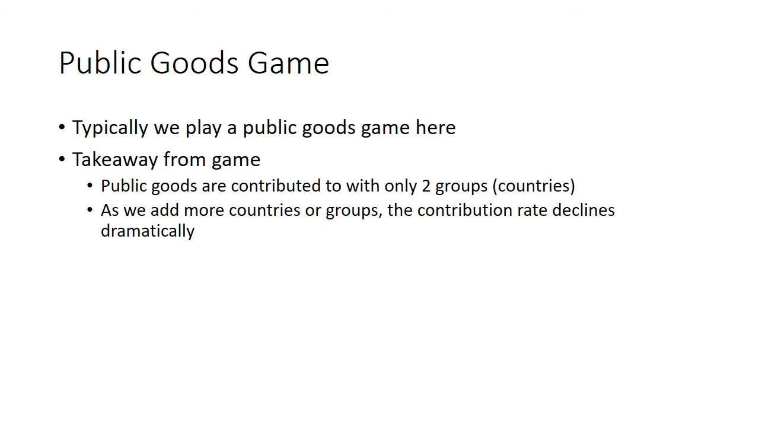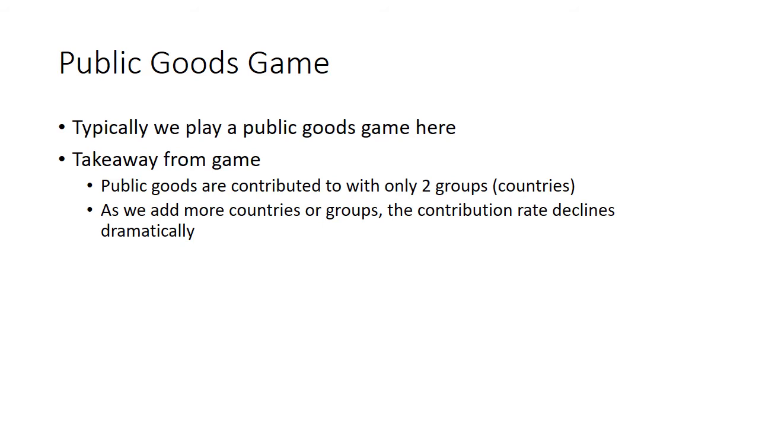So typically I play a public goods game here in class. The takeaway from the game, which is kind of neat, is that public goods are contributed to with only two groups. So if I split the class in half and pretend that half the class is one country and the other half of the class is another country, and then we see who contributes to reducing climate change, the public good, with only two countries, we get full cooperation usually. Because you kind of trust the other half of the class. There's only one other entity to trust. You both benefit. It's a fairly easy problem to solve.